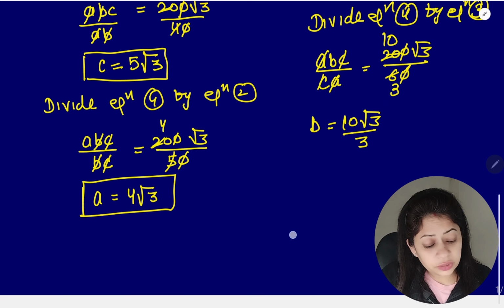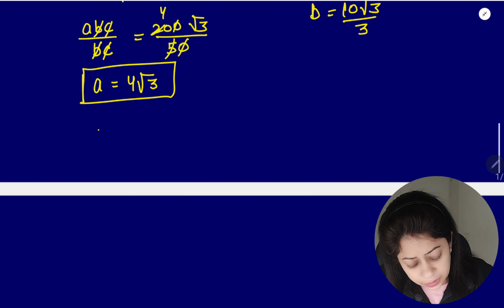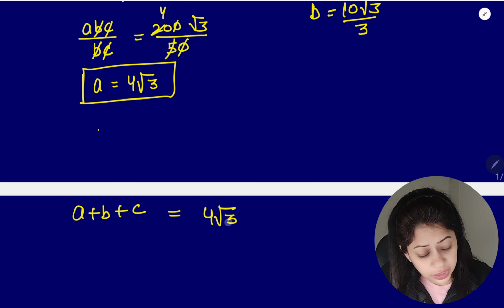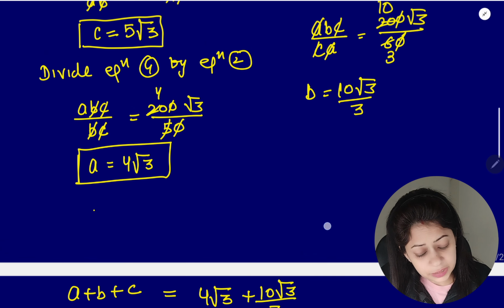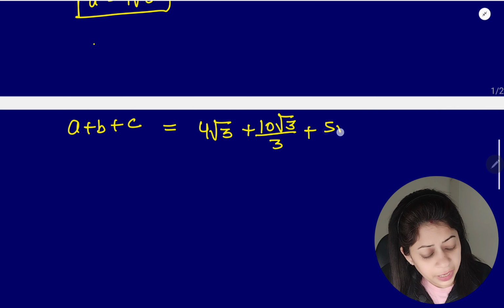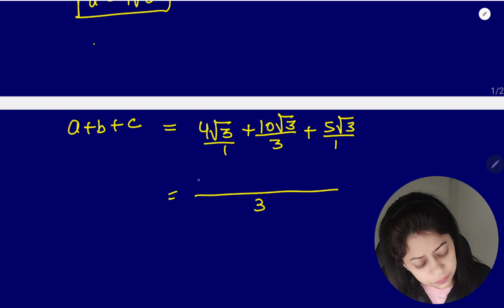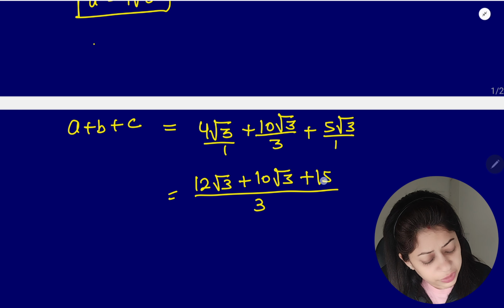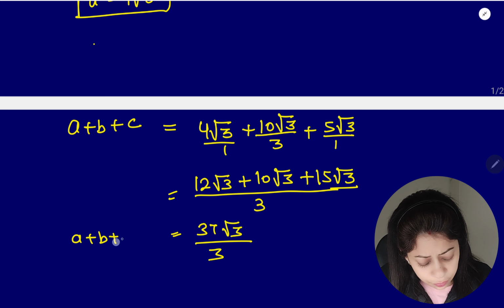Now we eventually need to find the value of A plus B plus C, right? So we write here A plus B plus C is equal to 4 root 3, and B is 10 root 3 by 3, and C is 5 root 3. If I add them, I will first take the LCM. 3 is the LCM. This will become 12 root 3, this will become 10 root 3 and this will become 15 root 3, right? And this will become 37 root 3 by 3. So this is the value of A plus B plus C.